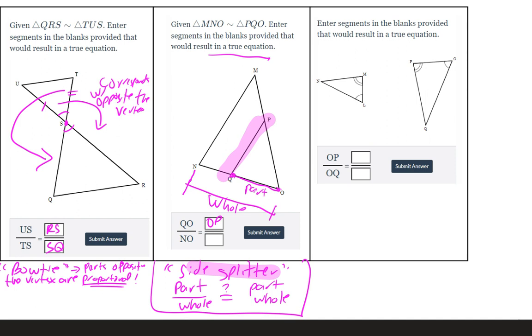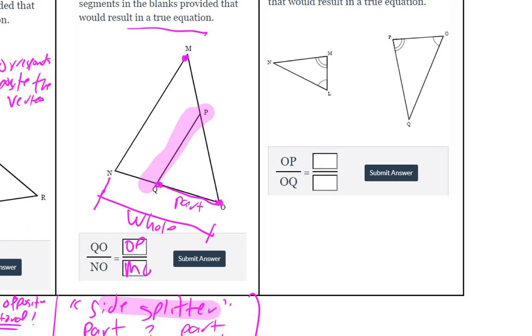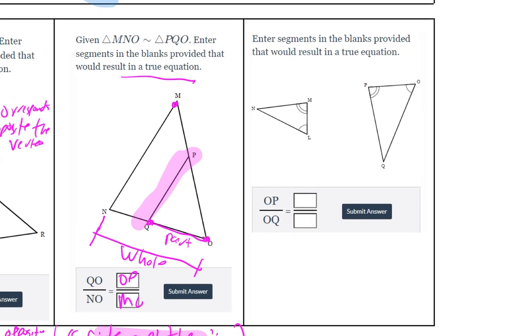Okay, then if the whole thing is NO for here, what would be the whole thing for this one? What would be MO, right? That makes sense. MO would be the whole thing. All right, so it's as simple as that. Okay, next, our last one. Enter the segments that would make a true equation.